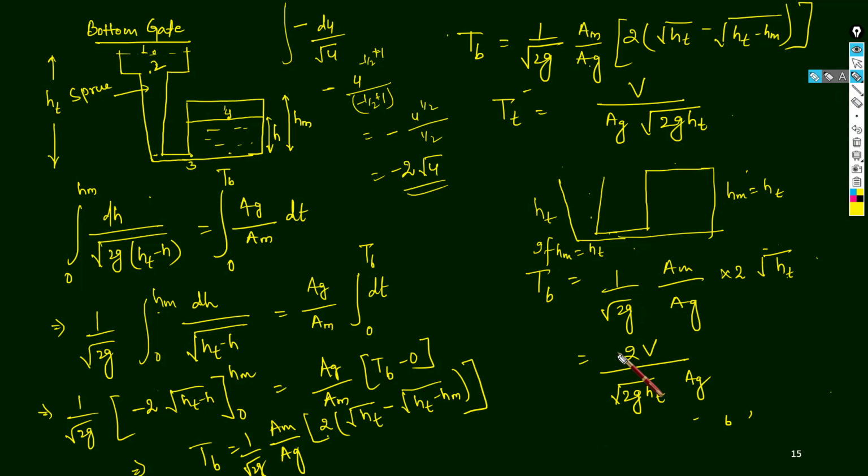So you see that the time required in case of the bottom gate system is almost 2 times the time required in case of the top gating system. So it's almost 2 times. In this particular case, TB is equal to 2 times TT. Not always, it's in this particular case.